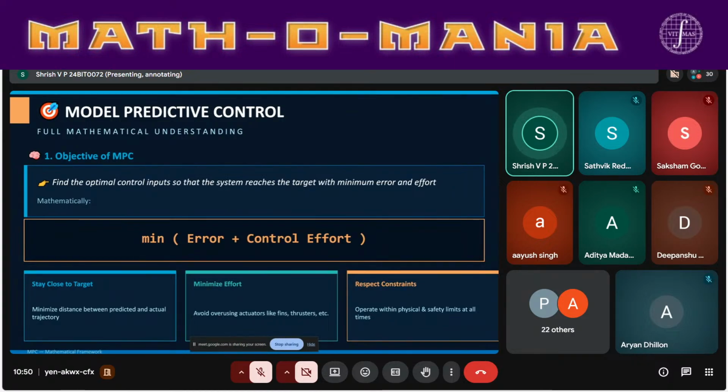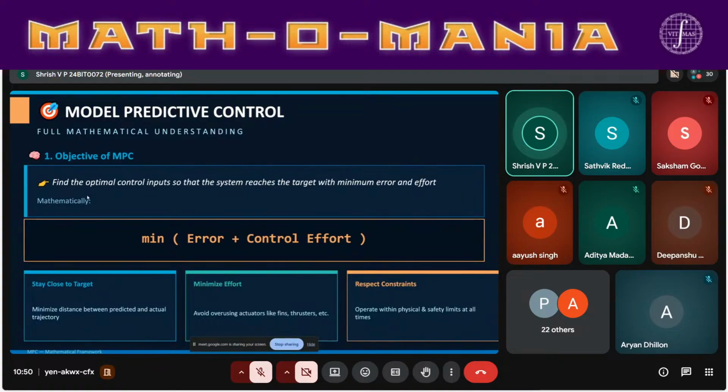The objective of the MPC is very simple. We want to find the best control inputs so that the system reaches the target with minimum error and minimum effort. Okay. Mathematically, we express this as minimizing error plus control effort. Now let's understand what this really means. Minimizing error means staying close to the target. The system tries to minimize the distance between where it is going and where it should go. So the goal here is accuracy.